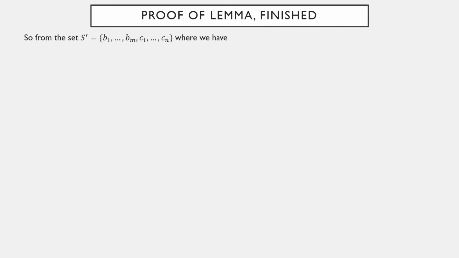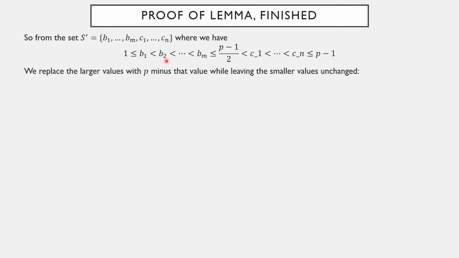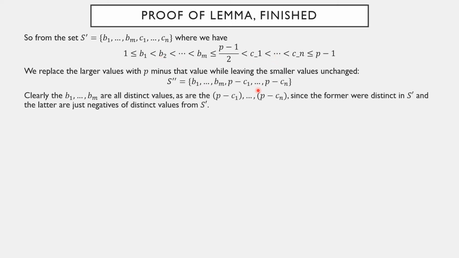All right, so from the set of the small remainders and the big remainders, notice they are listed in increasing order, so b1 is less than b2 and so forth. All of the b's are less than or equal to (p minus 1)/2, and all of the c's are bigger than (p minus 1)/2, but they're never bigger than p minus 1, because they're all remainders when doing division mod p. Replace these with p minus them while leaving these values unchanged. So the b's get left alone, the c's get replaced. The b's are definitely all different from one another because they were all different remainders under division mod p. The c's are all different from each other, therefore the p minus c's are all different from each other.